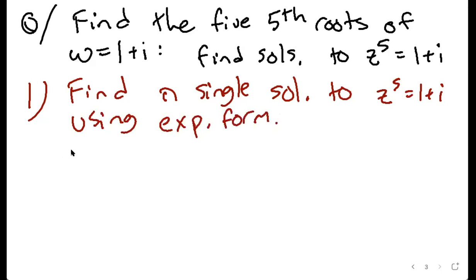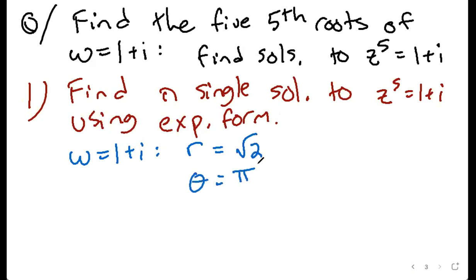If W is equal to 1 plus i, check for yourself that r is equal to square root 2 and theta is equal to pi over 4, or I don't think you even have to check for yourself because I think we did this in the previous video. So from this, we get that W is equal to square root 2. Let me write, instead of square root 2, I'm going to write 2 to the 1/2 e to the i pi over 4.